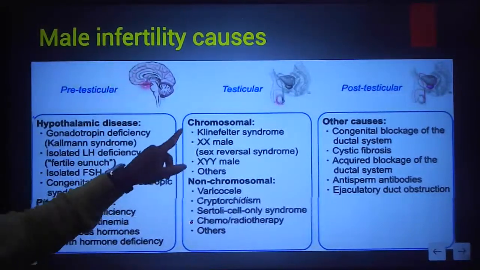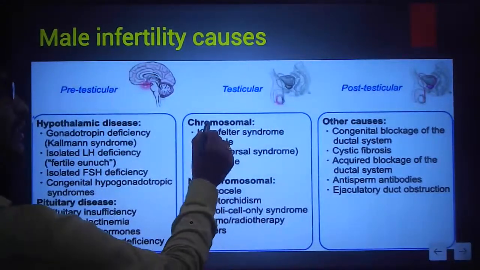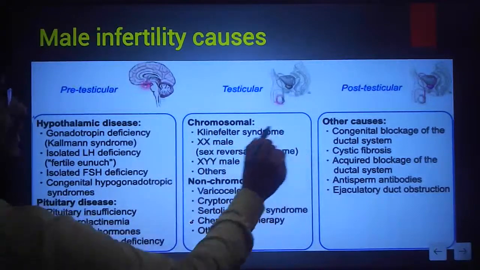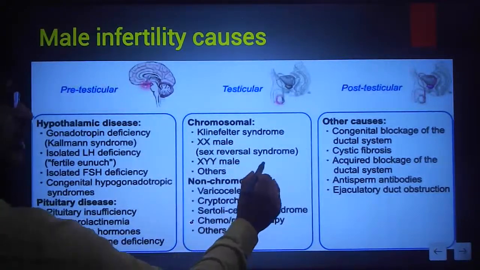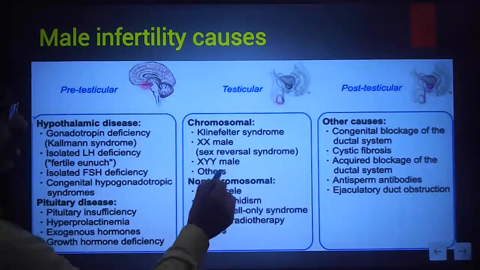Okay, fine. So then testicular is the chromosomal. These are all the syndromes that you could see, right? Klinefelter syndrome, XX male, XYY male. You would have studied Turner's syndrome. These are all syndromes that you can say.